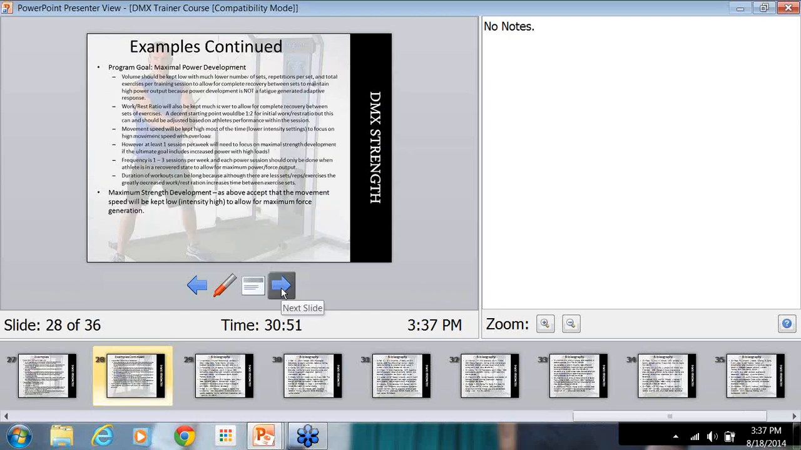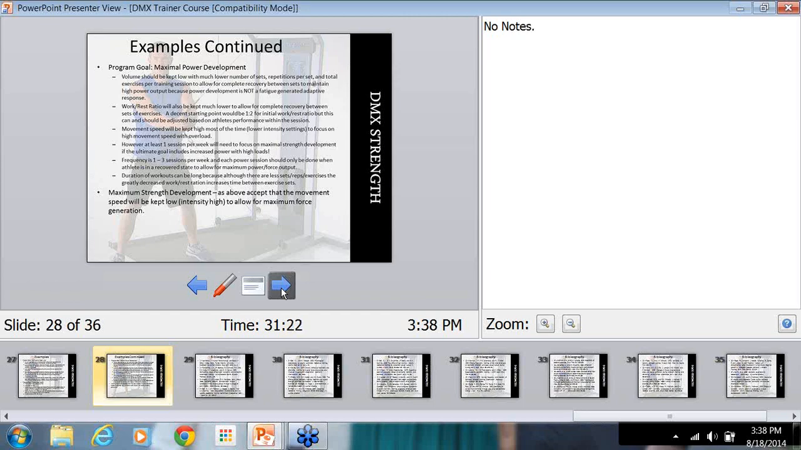Programming examples continue. Maximal power development. Here it's going to be just the opposite. The volume is going to be low, with a much lower number of sets, repetitions per set are lower, and total exercise is going to be lower per training session to allow complete recovery between sets to maintain high power output, because power development, remember this, is not a fatigue-generated adaptive response. If we get fatigued here, we're not going to be able to produce a lot of power. That's counterproductive to what we're trying to achieve if we're trying to do maximal power development.